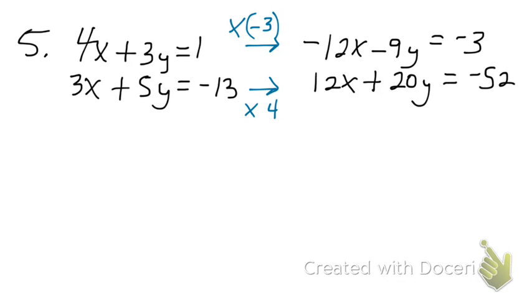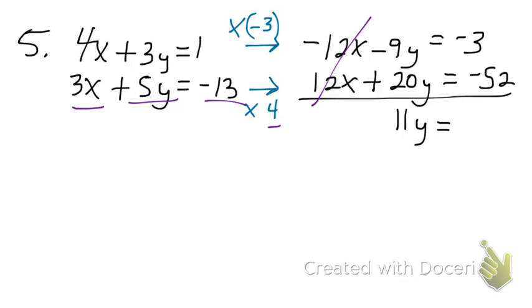Now keep in mind, we've got to multiply all the terms here by 4, and that's how we get the new equation. You want to make sure you multiply all of your terms by whatever number you've chosen. Alright, so now let's go ahead and solve this. Notice we eliminate x, and we are going to get y equals negative 5.